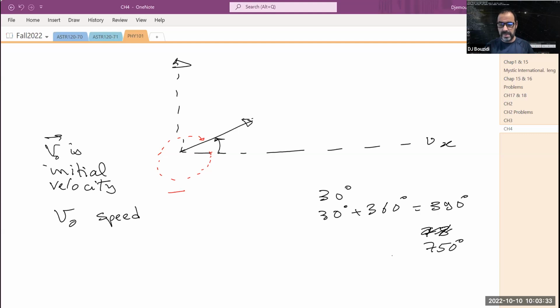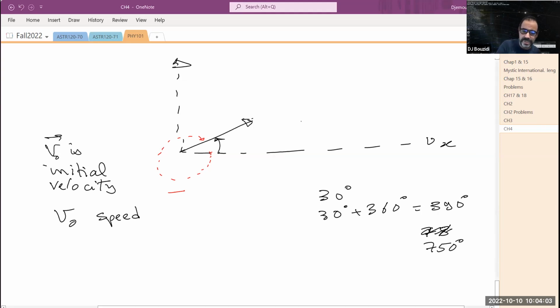So the direction is not the problem. The problem is the value, because you may say, okay, is it 30 degrees or is it 390 degrees? And I'm saying in here, it's the same. But usually we take the first value, in this case, and say that's the direction. 30 degrees is good enough. That's the direction of the projectile, the initial velocity with which you throw the projectile.